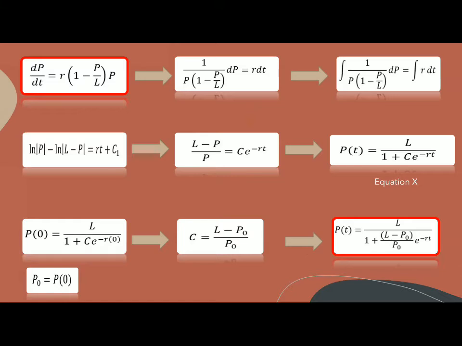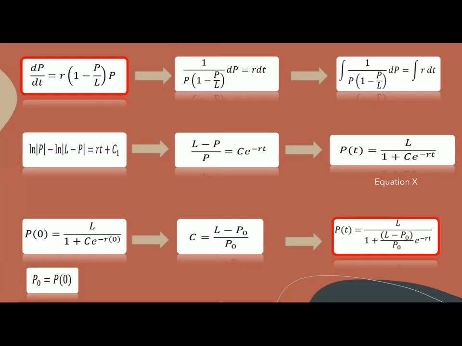We know it's a separable equation, we separate the variables, we then take the integral, and once we do that, we can get equation P of T. Now that equation X, which is denoted on the right, is the equation of T that has an arbitrary constant C.